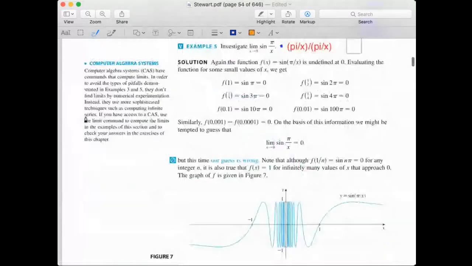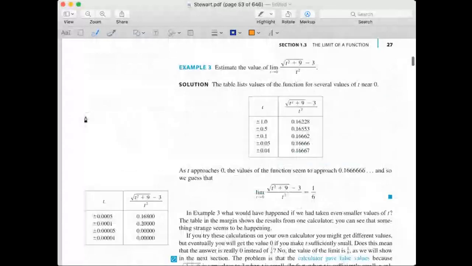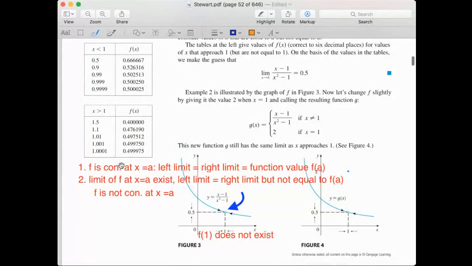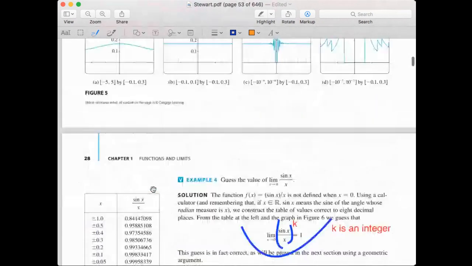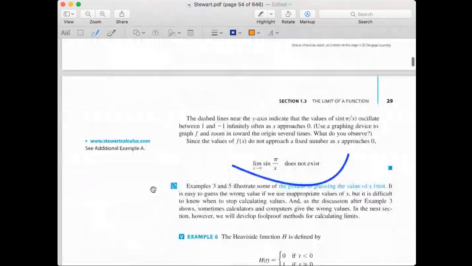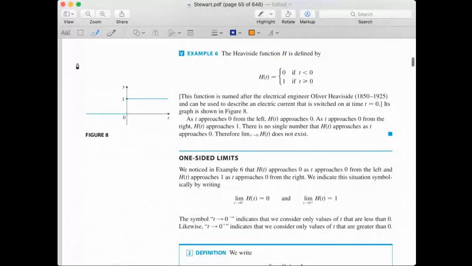So we talked about two situations. The first situation: the function is continuous, the left limit equals the right limit equals the function value. The second: the limit exists, but it's not equal to the function value. So the third situation will be the limit does not exist at a certain point. Let me write here a 3.